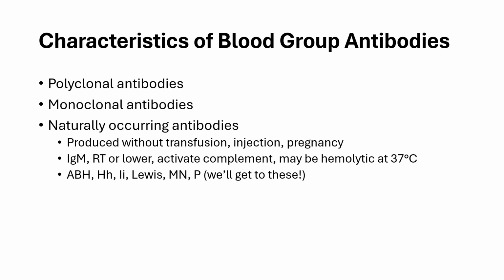Some common naturally occurring blood group antibodies are the ABO or ABH system, so anti-A, anti-B, the H system, the I system, Lewis system, MN system, and P system. Just a little side note: these systems are important in blood compatibility and transfusion medicine, and we will discuss all of these in detail later.